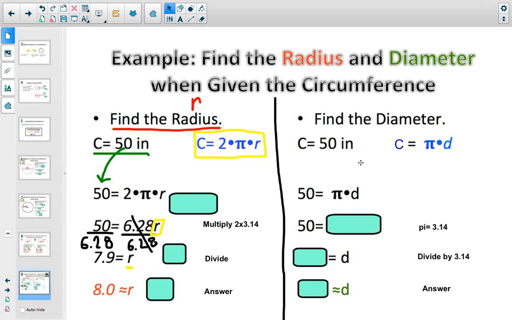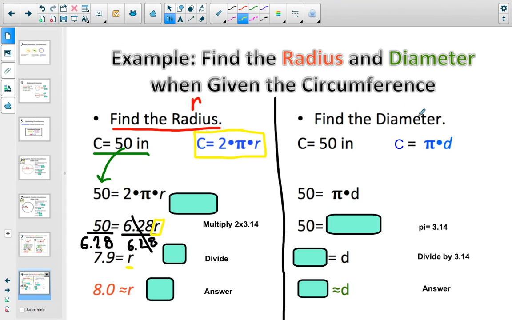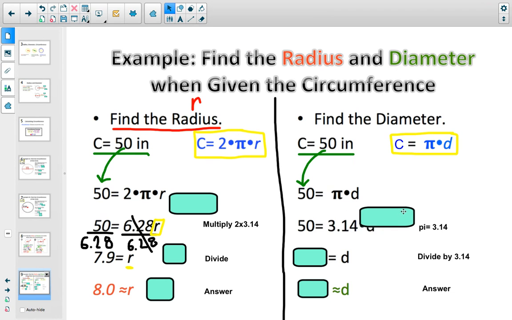Now for the diameter, we're trying to solve for the diameter, so we're trying to solve for d. So we're going to use this formula, c equals pi times d. Now let's plug in the information we know into the formula. So we know that the circumference is 50. So I'm going to put 50 where the c goes. So we have 50 equals pi times d. Now pi, again, we use the number 3.14 to represent pi. So we have 3.14 times d.